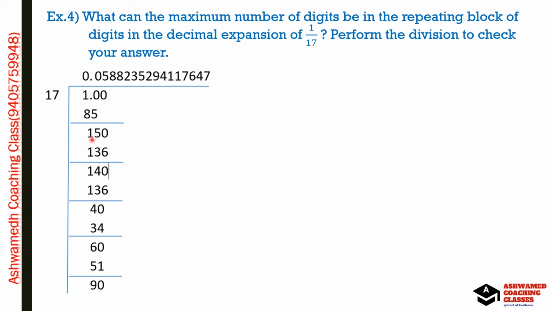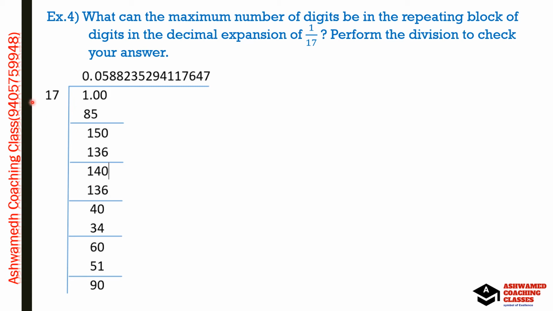Okay, so 150. Which number in the table of 17 is nearest to 150 but also less than 150? It is 136. 17 into 8 is 136, and 150 minus 136 is 14. Take 0 again, now we get 140.